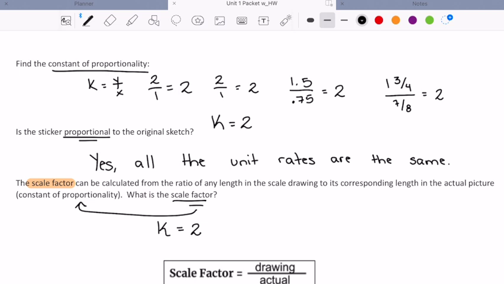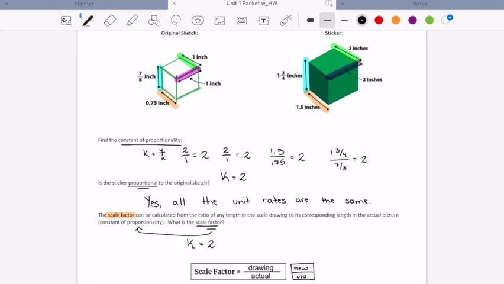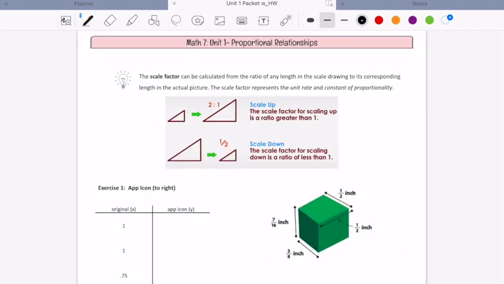When we talk about scale factor and to find scale factor, we're always going to think about dividing the drawing by the actual. So in our last lesson, we talked about new divided by old, from the original to the copy. Now we're going to talk about drawing divided by actual, which is very similar to how we were talking about it before. Right, let's go on to the next page.